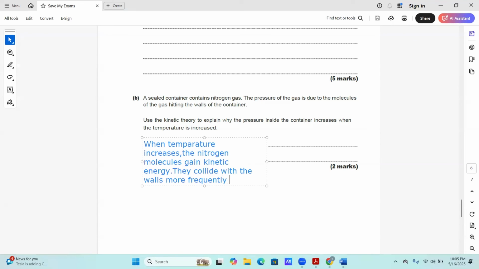and with greater force. This increases the pressure.